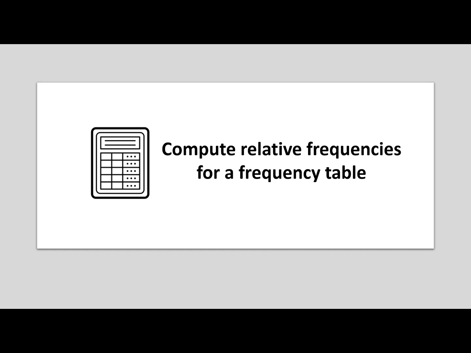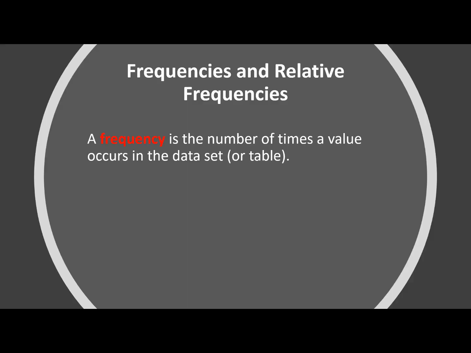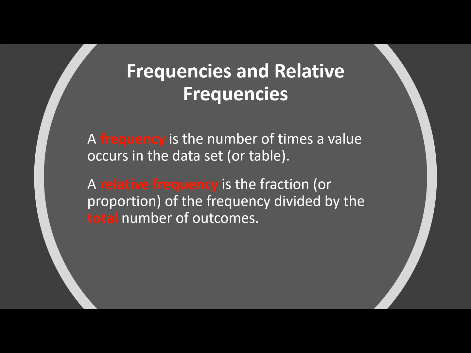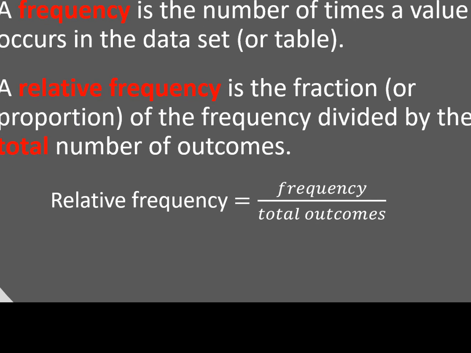Let's begin. A frequency is the number of times a value occurs in a dataset or table. A relative frequency is the fraction or proportion of the frequency divided by the total number of outcomes. So, relative frequency is the frequency relative to all the values in the data set. We have this formula: relative frequency equals the frequency divided by the total.